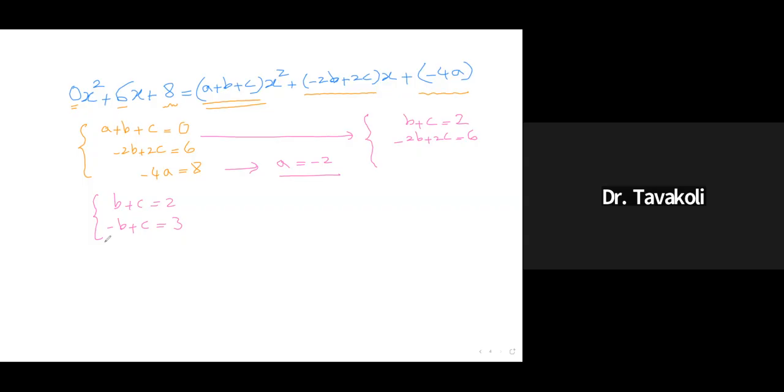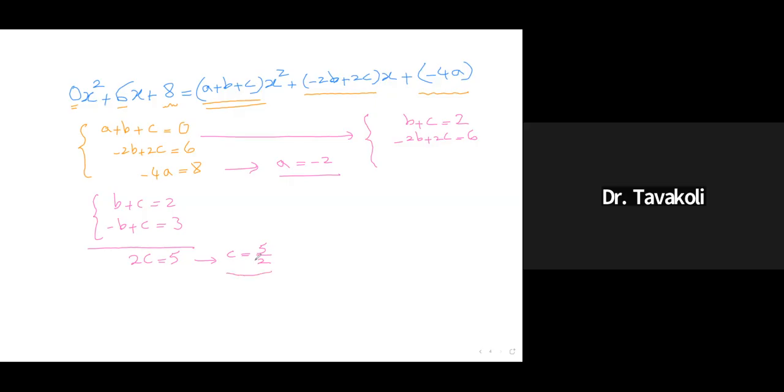Or if I add these two equations up, left side added to the left side and right side added to the right side. B and minus B cancel out. C plus C is 2C, and on the other side, 2 plus 3 is 5. Now divide both sides by 2. C is 5 over 2. And 5 over 2 cannot be simplified more, so it remains as 5 over 2.